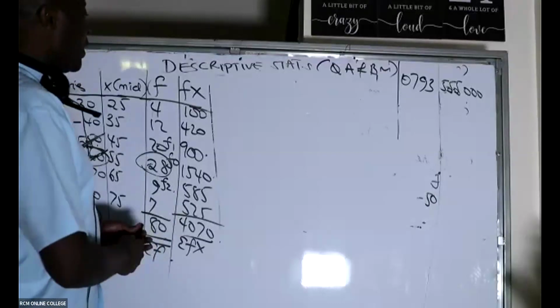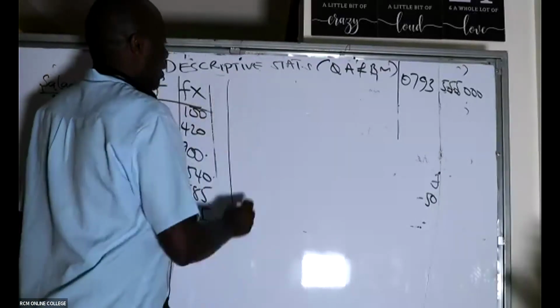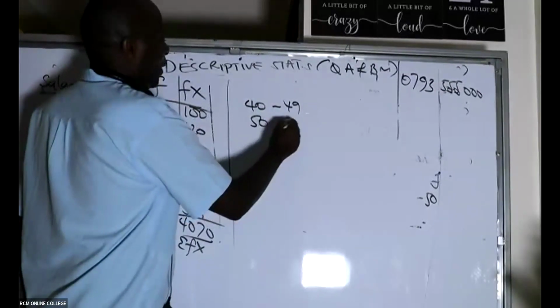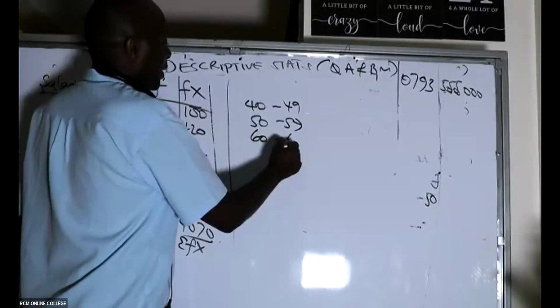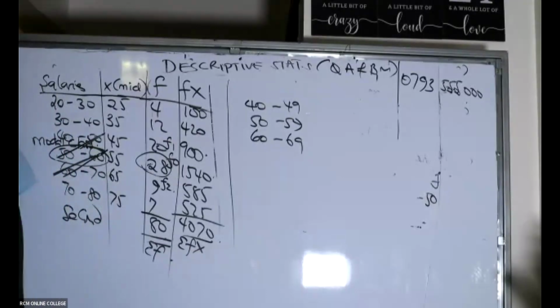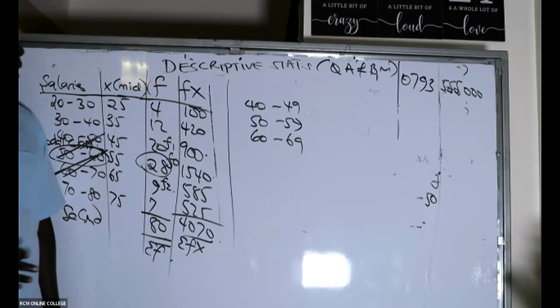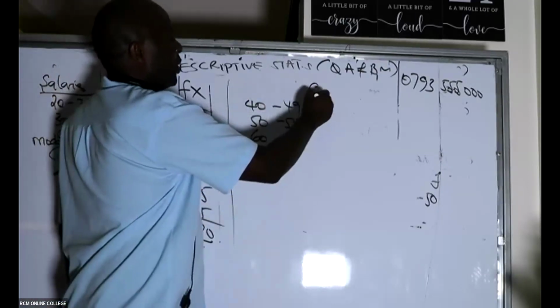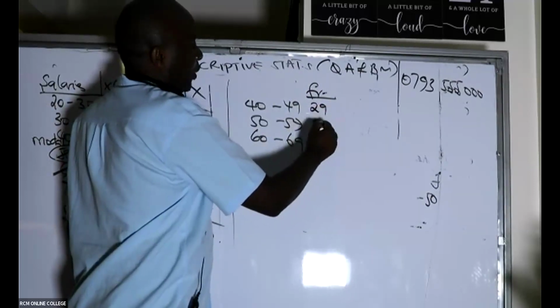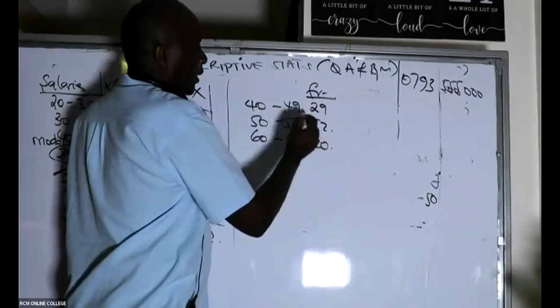Assuming, I would want to give you a simple example here. Assuming we had the classes 40 to 49, then 50 to 59, then 60 to 69. Just bear with me. If you have this kind of arrangement and you happen to have frequencies here, this could be 29, this could be 52, and this could be, for example, 20.